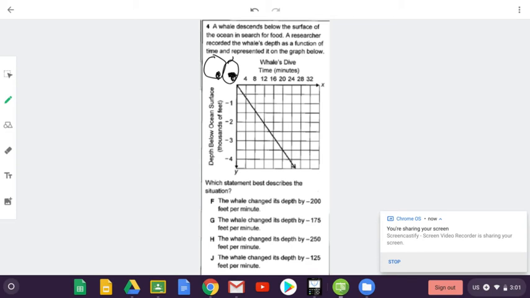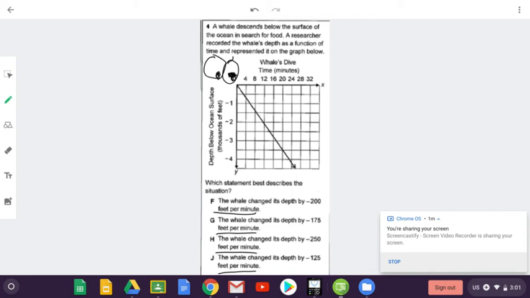Because I'm looking at this graph, I'm trying to find something that best describes this statement. Looking at my answer choices, it looks like I'm doing something feet per minute. So it looks like I have some type of rate of change, something moving so many feet in a minute. So in 1 minute, how much is this going?